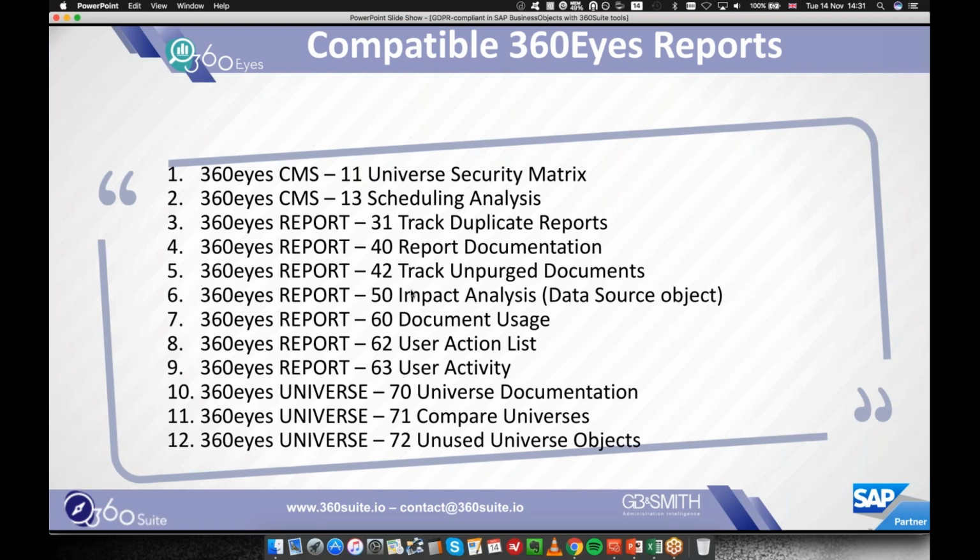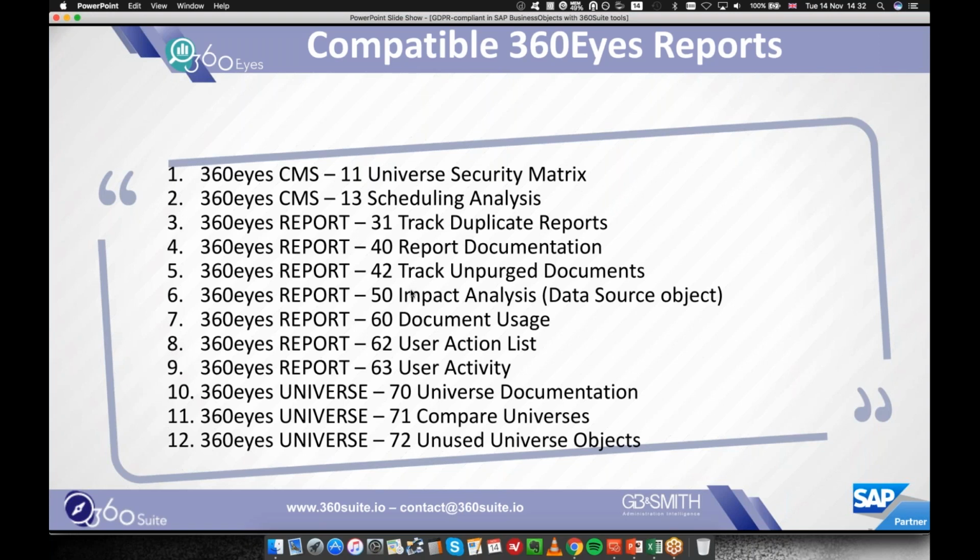Report documentation will give you all of the objects within the reports, so picking apart all of those reports, and then you'll be able to find which objects, which variables, for example, if any, use GDPR tagged data. Same with the unpurged documents; you can track that as well using those reports. Impact analysis, that's another good one with data source objects. So a universe object that contains any kind of GDPR tagged data can be exposed as well. Document usage, so we can see who uses those documents that contain GDPR tagged data.